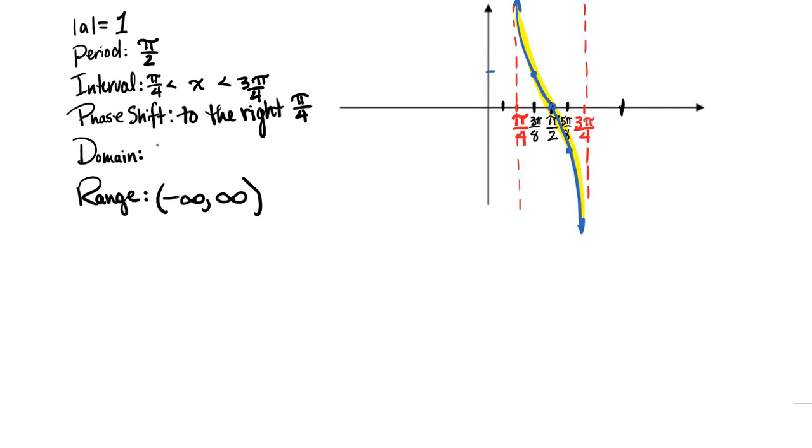Lastly, we can list our domain as a set where x is an element of the real numbers, such that x cannot equal 2 times n minus 1, that gives you all the odds, times pi over 4, where n is an element of the integers.